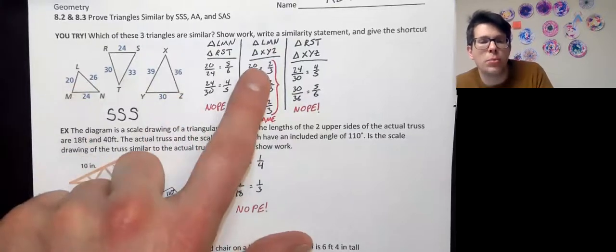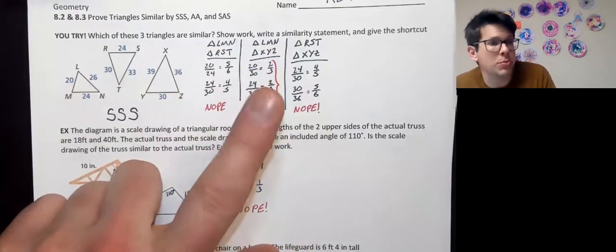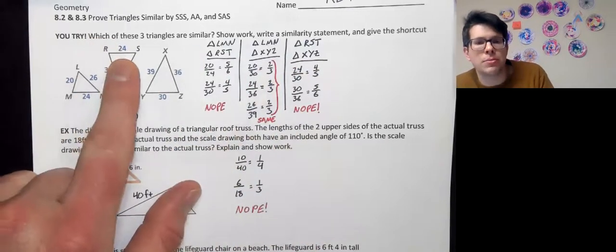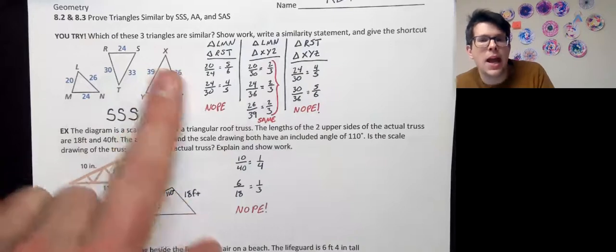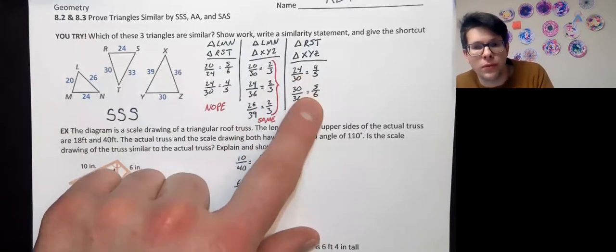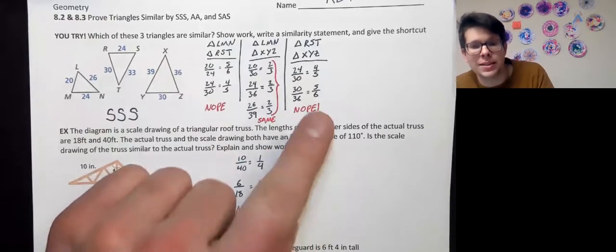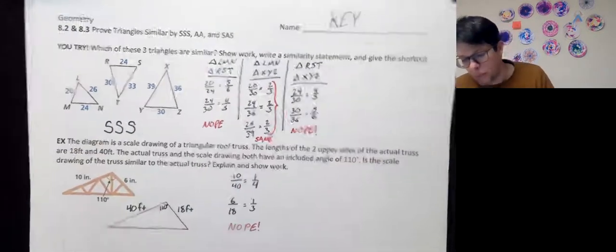Then I also did LMN and XYZ, which is the very first and the very last. These guys right here all produce the exact same ratio of 2/3, which means that is the perfect set right there. Our final ratio would have been RST, which is the middle, and XYZ, which is the last. And once again, I got one ratio of 4/5 and another of 5/6, and although those are very close, they're not exactly the same, which means that this is a big no for that one as well.